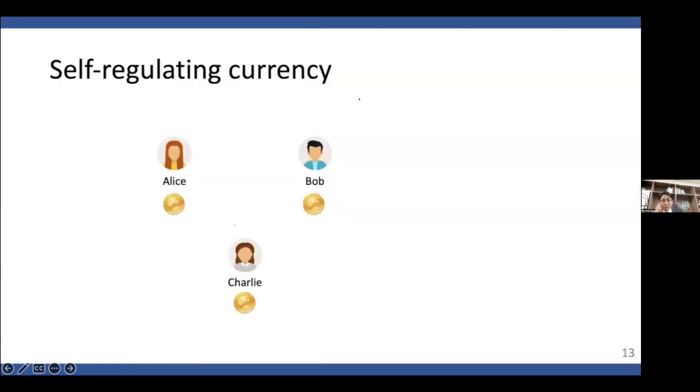Let me start with this very simple scenario, which is a self-regulating currency. Let's assume that Alice, Bob, and Charlie, those three people, have some coins, and they want to have this notion of currency. It has to be self-regulating because they don't want to get the bank involved in the middle. If there's any bank in the middle, then there's no self-regulation. But let's see if we can do that, and with what technology and what properties are really desired in this simple experiment. So Alice may want to send a coin to Bob, and Charlie to Alice and Bob.